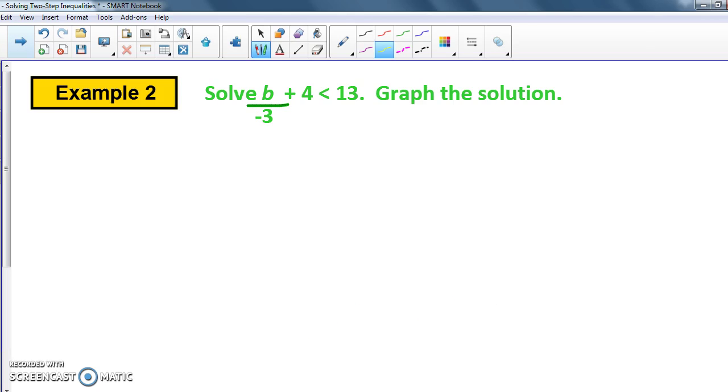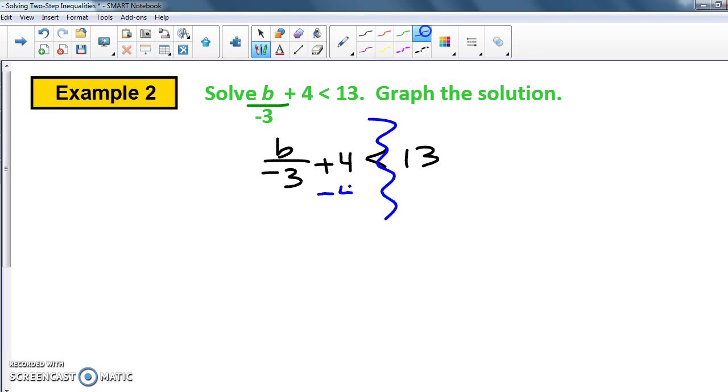Solve b over negative 3 plus 4 is less than 13. Okay, I'm just going to move this down here. All right, so let's see. The first thing I need to do in order to get b by itself is move the 4 over. It says plus 4. I'm going to do minus 4. And I get b over negative 3 is less than 9.